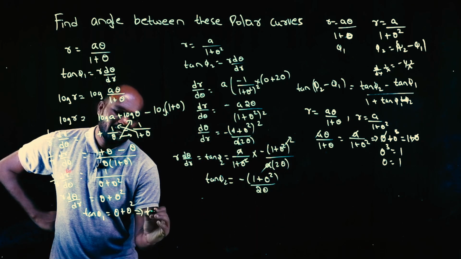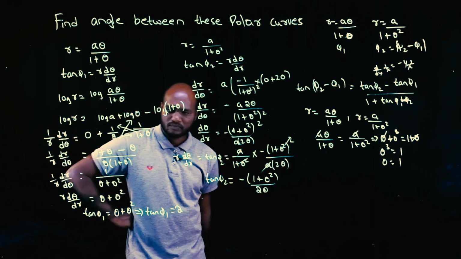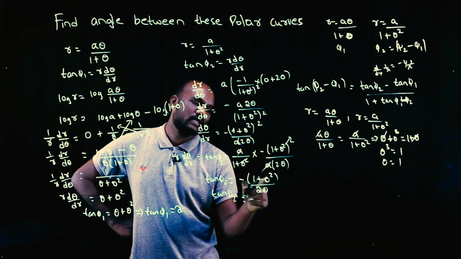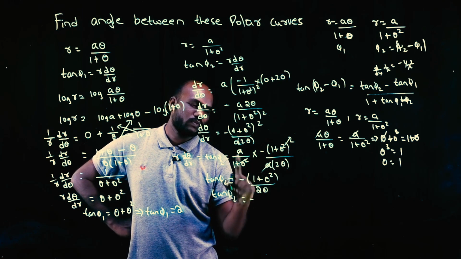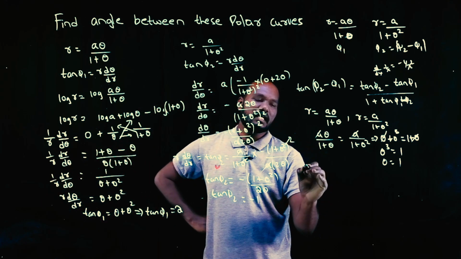So here, tan phi 1 can be written as 1 plus 1, which is 2. Tan phi 2 can be written as minus of 1 plus 1, that is 2, 2 by 2 is 1, so minus 1. Now we can directly substitute in the formula.